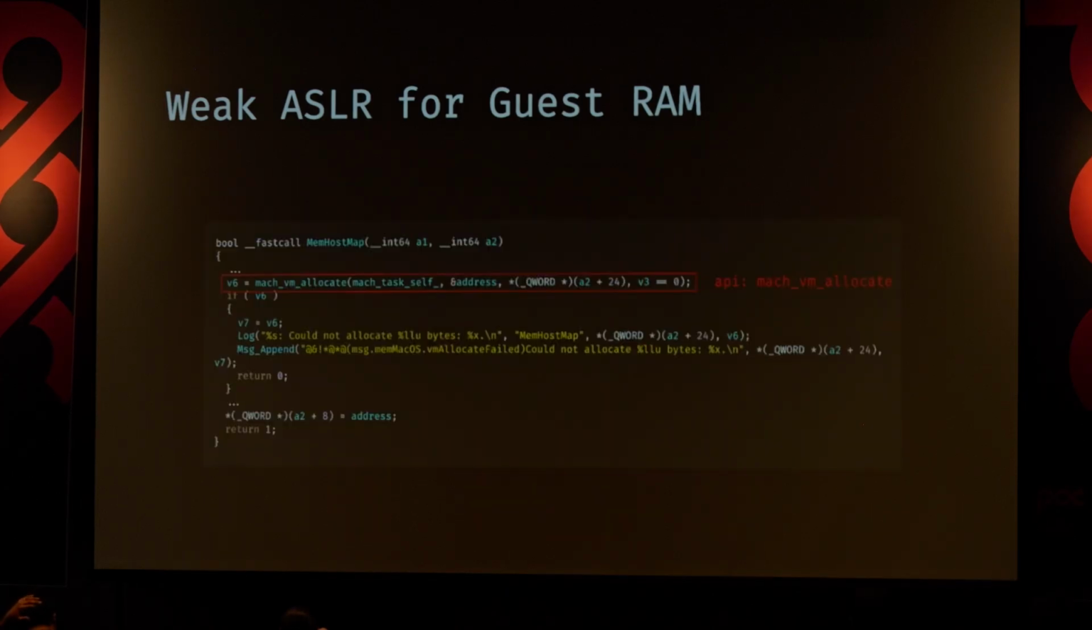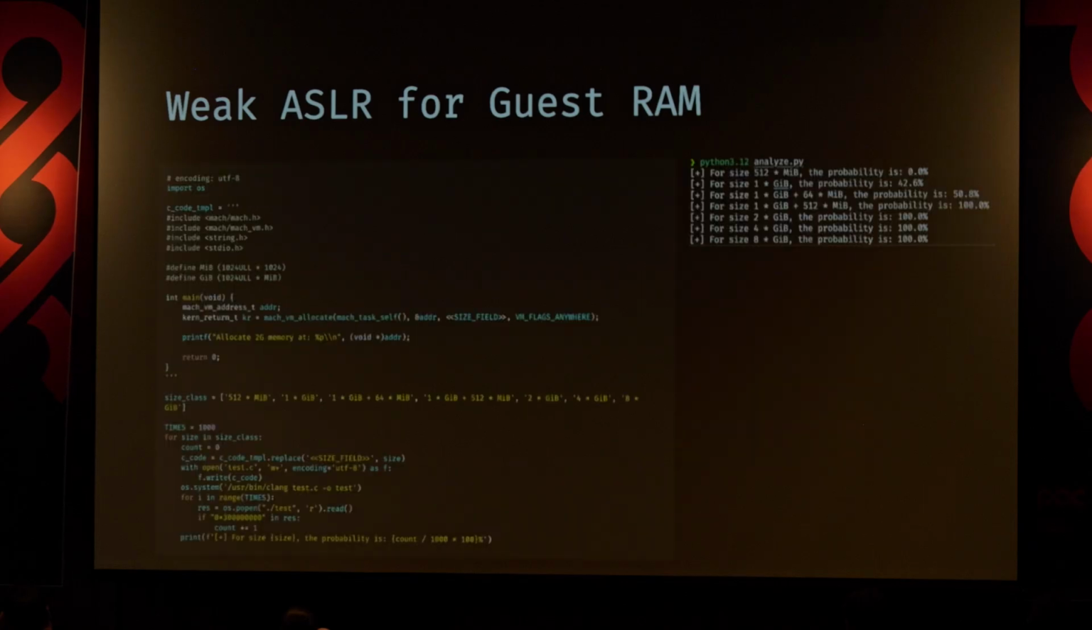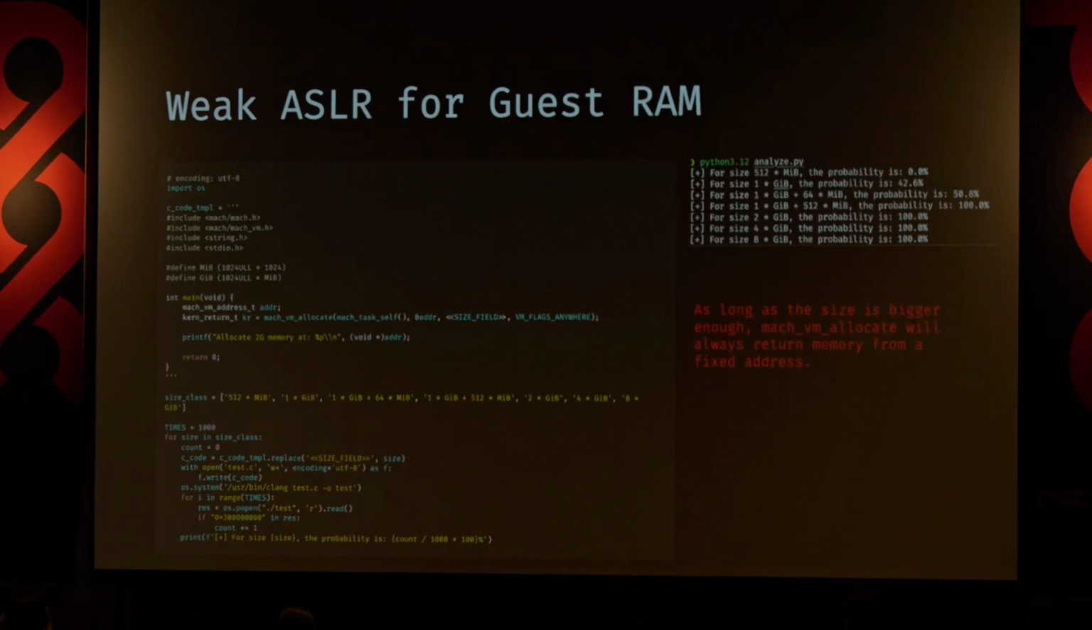But why? Clearly, we needed to find out where the abnormal address came from. Further reverse engineering work revealed that VMware Fusion allocates guest RAM via an API called mach_vm_allocate, which is similar to mmap on Linux, I think. We then developed a simple Python script to test this by calling mach_vm_allocate multiple times with different sizes and checking whether the returned address is always the fixed value. As the results on the right side show, sufficiently large size requests always make mach_vm_allocate return this fixed address.